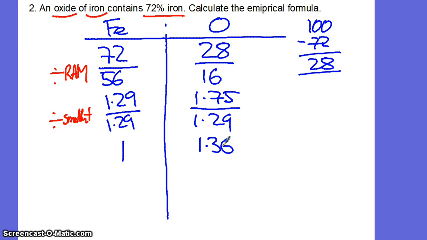Now here's the twist I was telling you about. Most pupils will get to this point and they'll see, yes, 1 to 1.36. Well, 1.36 is nearly 1. So that's a 1-to-1 ratio, and the empirical formula must be FeO. Well, in fact, I'm afraid that's not actually right. 0.36 is too big a decimal to simply round down to 1.